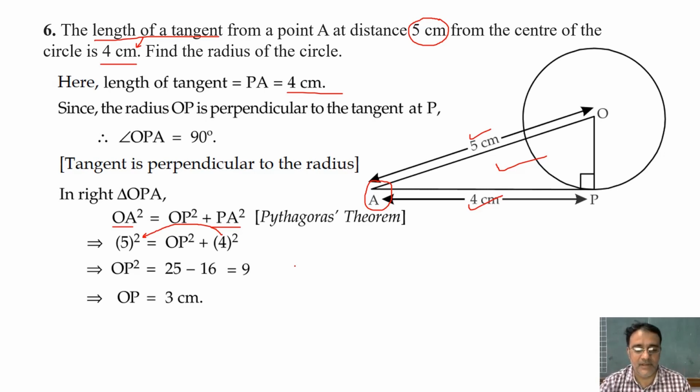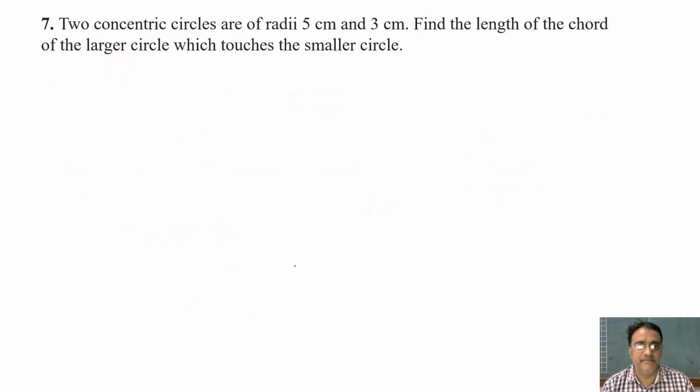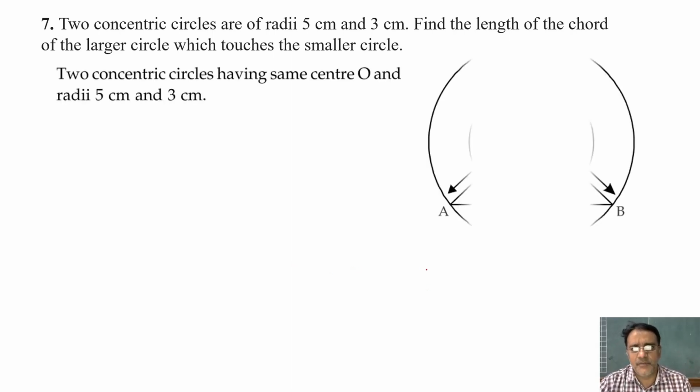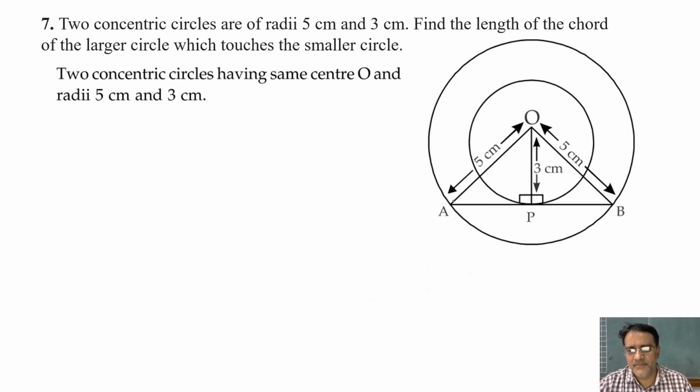Okay, so we are moving towards the next question, question number 7. Two concentric circles are of radii 5 centimeter and 3 centimeter. Find the length of the chord of the larger circle which touches the smaller circle. So, let's make a rough diagram. Suppose AP is the chord of the larger circle and it touches the smaller circle.